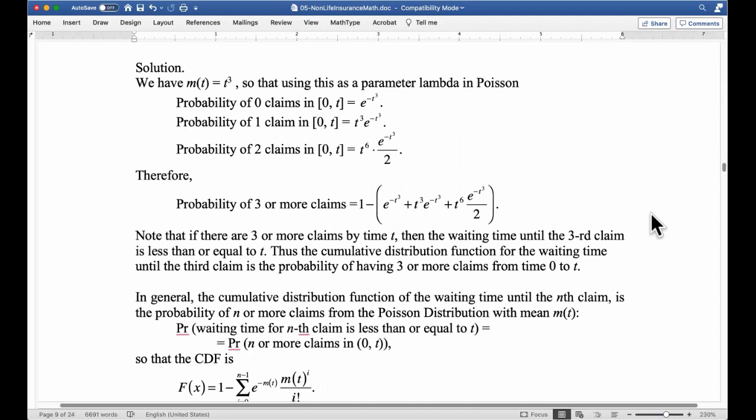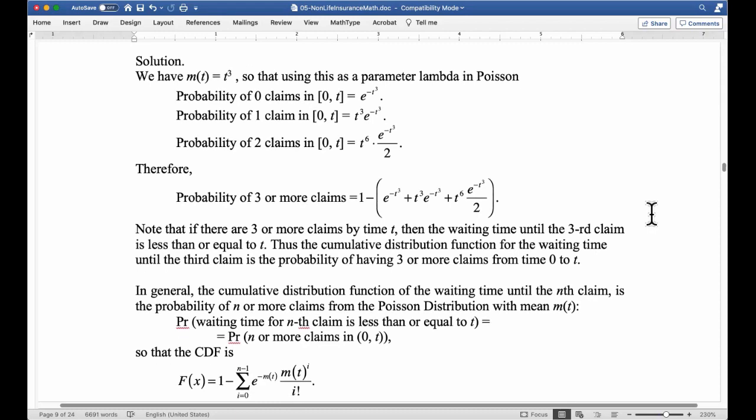Probability of 2 claims in 0 to t is t to the 6, which is t cubed squared, times e to the minus t cubed, because t cubed replaced lambda, divided by 2. So this would be like lambda squared divided by 2 times e to the minus lambda. Therefore, the probability of 3 or more claims is 1 minus the sum of these 3. So 1 minus e to the minus t cubed plus t cubed times e to the minus t cubed plus t to the 6 e to the minus t cubed over 2.